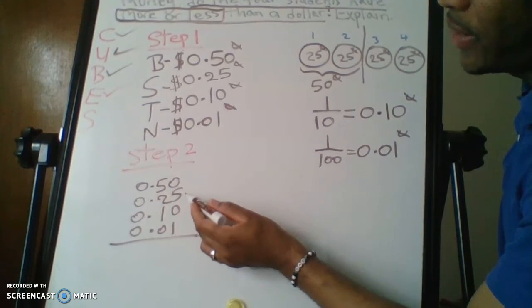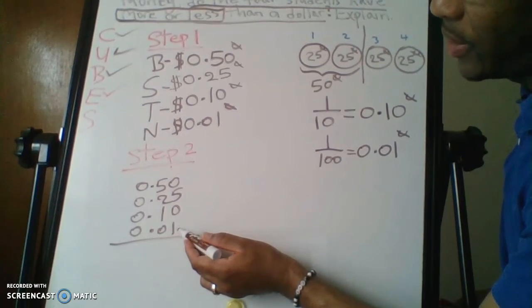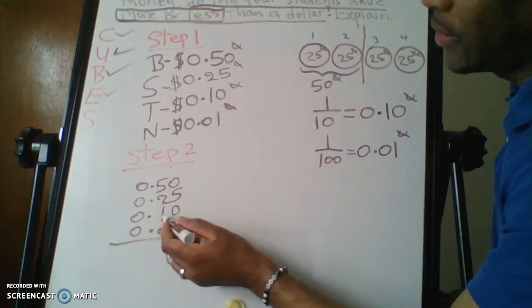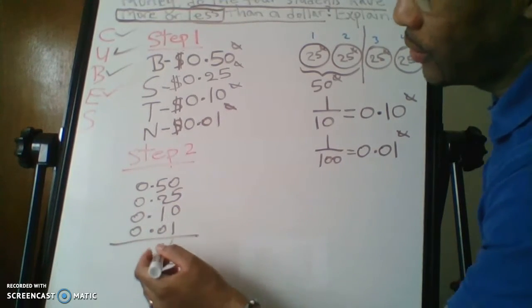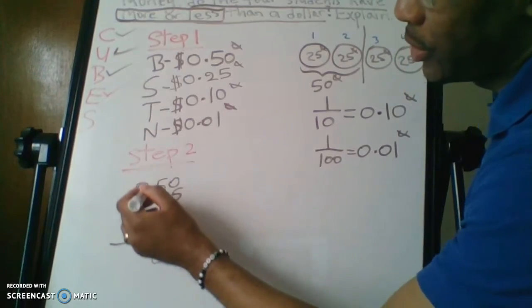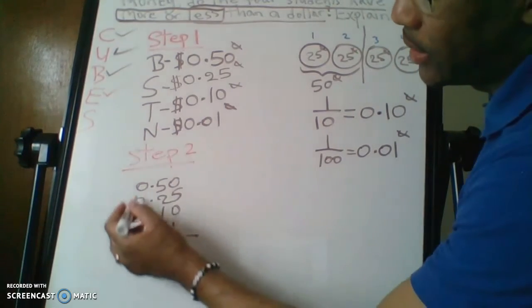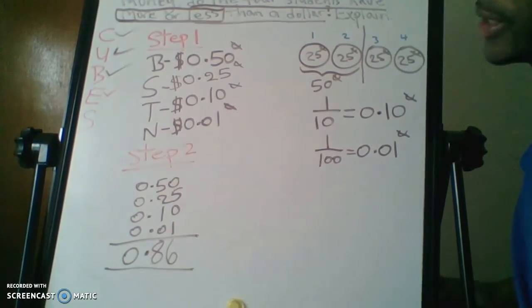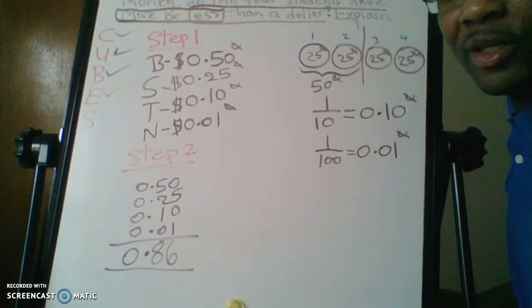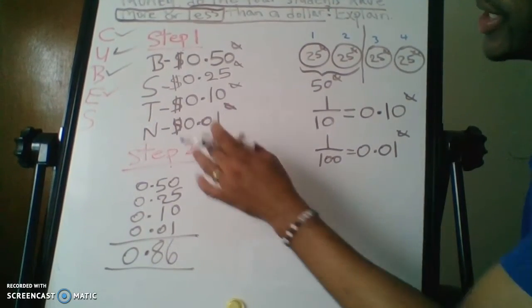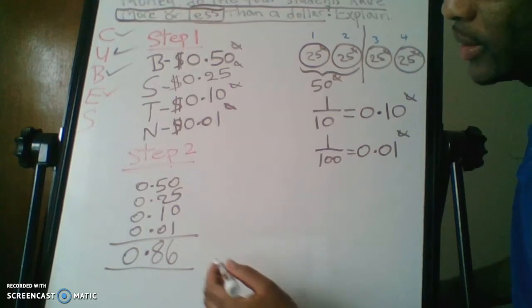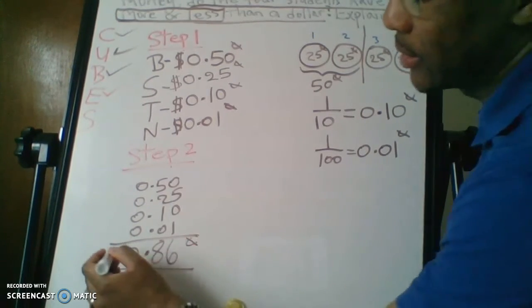And then I'm adding up. 0 plus 5 is 5, 5 plus 0 is still 5, and 5 plus 1 is 6. 5 plus 2 is 7, 7 plus 1 is 8, 8 plus 0 is still 8. And I'm bringing down my decimal point, I'm carrying it down. See, line up. And 0 plus 0 plus 0 plus 0 is all 0. This is my answer, but this is not my final answer. This is me combining these numbers together. Now I know in step 2, this is equal to 86 cents.